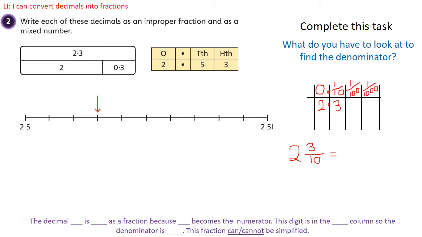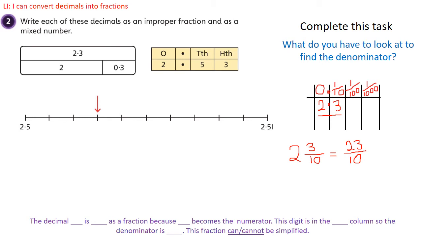But we don't really need to do that because look at the number in your place value chart. Remember what we were doing before? The digit that's in the last column will tell us what our denominator is going to be. And then we take the whole number for our numerator. We just take out the decimal point. Because we are saying we have 23 tenths.